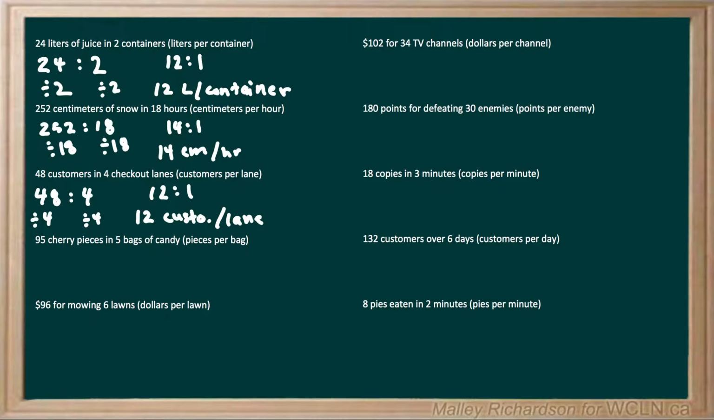95 cherry pieces in 5 bags of candy, and we need to find the pieces per bag. So we have 95 pieces for every 5 bags, and then to make it into its unit ratio, we can divide this side by 5 and then divide this side by 5. Where 95 divided by 5 is 19, and then 5 divided by 5 is 1. So we're going to have 19 cherry pieces per bag of candy, so our final answer is 19, where our units are pieces per bag.